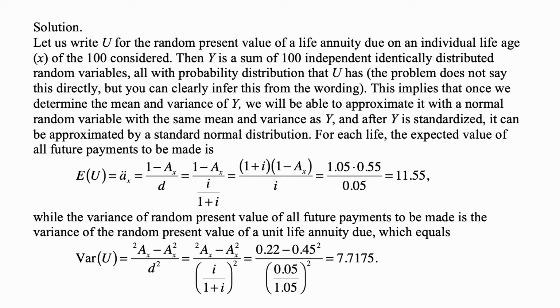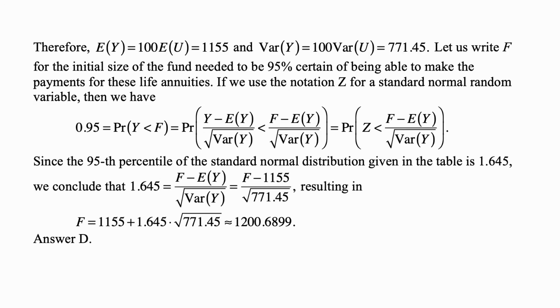While the variance of the random present value of all future payments to be made is the variance of the random present value of a unit life annuity due, which equals the variance of U, which is 2AX minus AX squared over D squared. And D is I over 1 plus I, so we write it as such. So this becomes 0.22 minus 0.45 squared over 0.05 divided by 1.05 squared, and that's approximately 7.7175. Therefore, E of Y, which is 100 E of U, is 1,155, and the variance of Y, which is 100 variances of U, is 771.45.